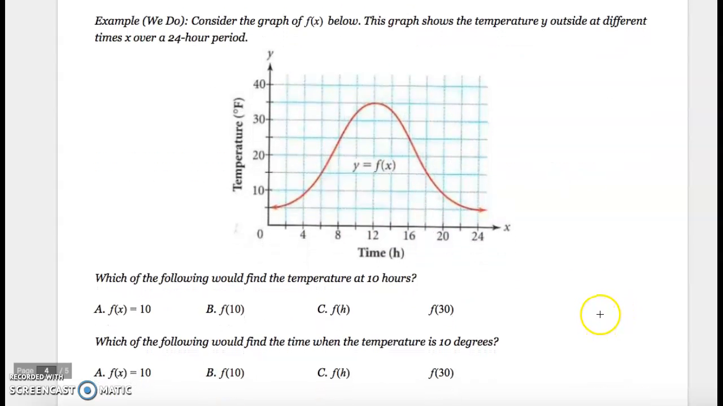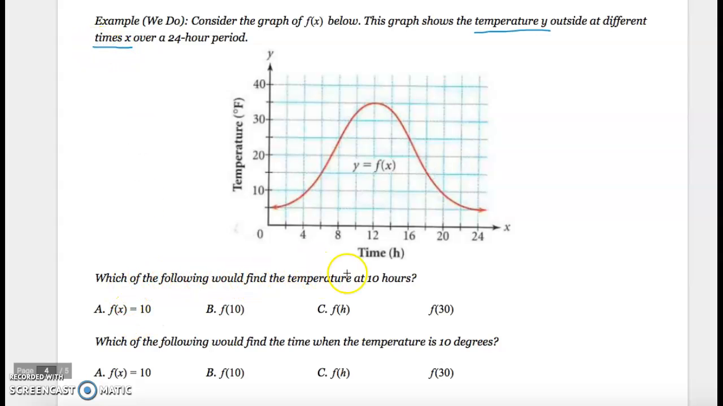Oh wait, this is another example with a context, so we're not going to try it quite yet. So consider the graph of f of x below. This graph shows the temperature y outside at different times x over a 24-hour period. So that means that your temperature is your output, right? And then your time is your input.